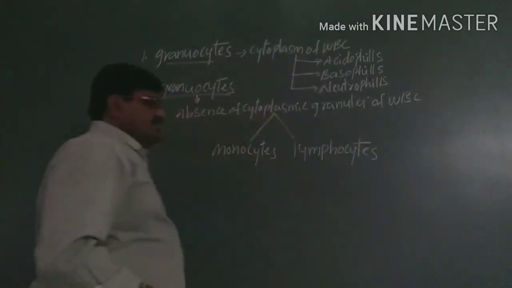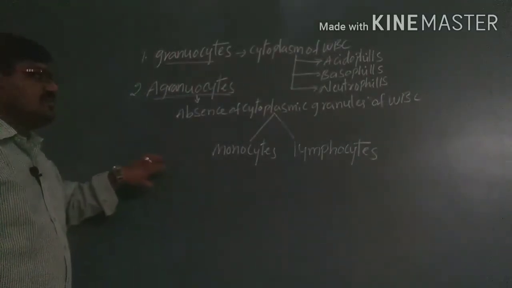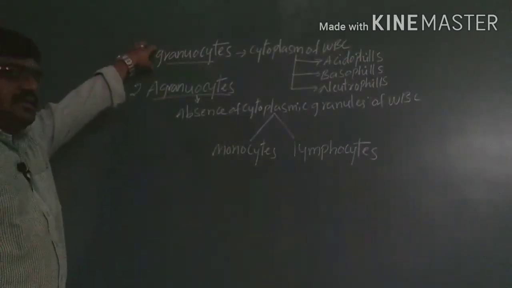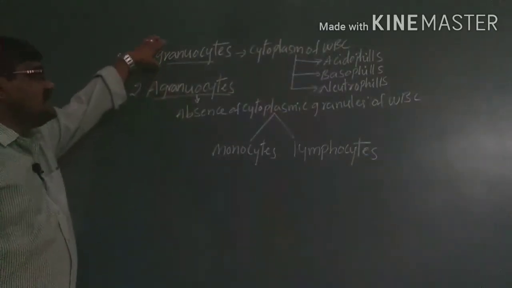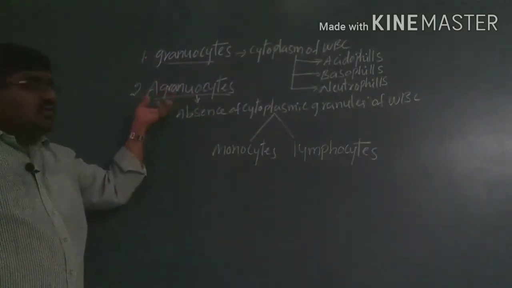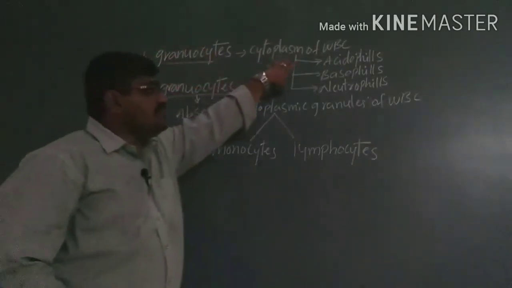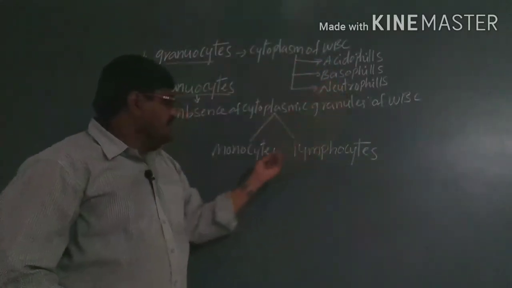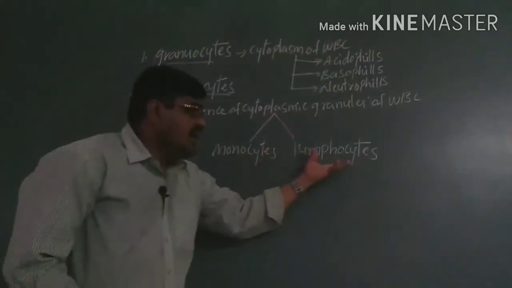Based on the presence or absence of cytoplasmic granules, WBCs are classified into two types: granulocytes and agranulocytes. Presence of granules we call granulocytes. Absence of granules we call agranulocytes. The granulocytes are classified into three types: acidophils, basophils, and neutrophils. And lastly, the agranulocytes are of two types: monocytes and lymphocytes.